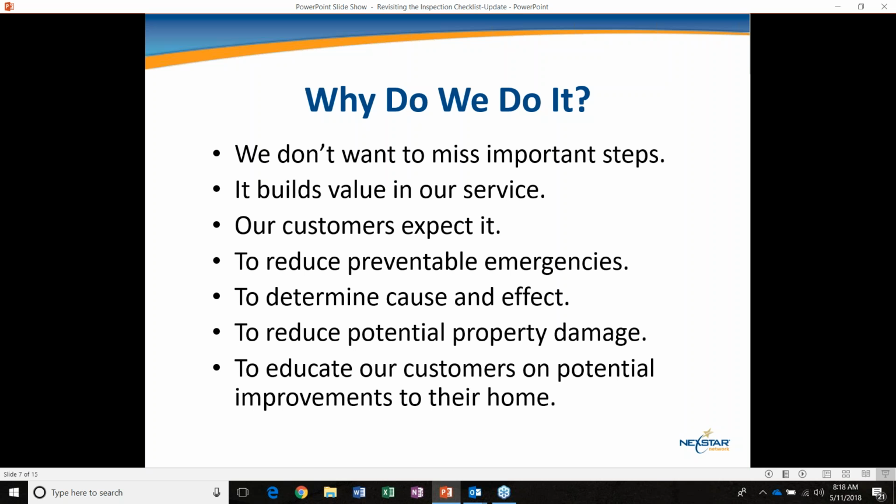And finally, to educate our customers on potential improvements to their home. There are always things that we as professionals know about that our customers don't. And our job is to help them make their lives better, to uncover the things that they can be excited about and would improve their lifestyle.